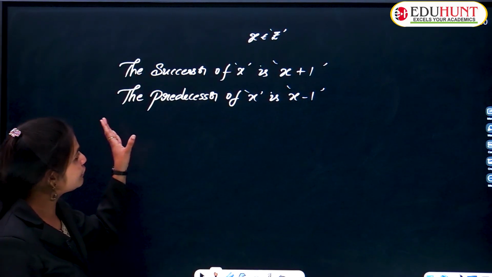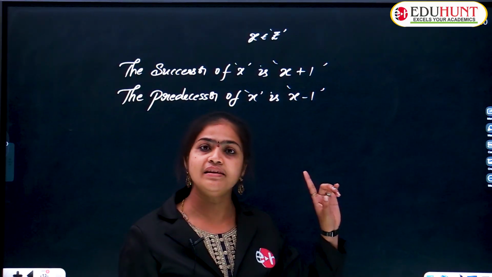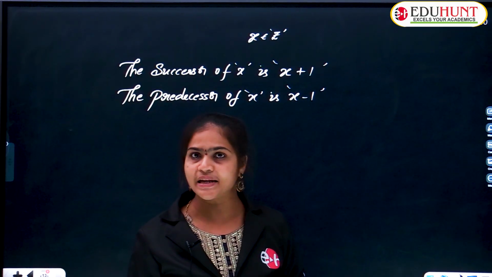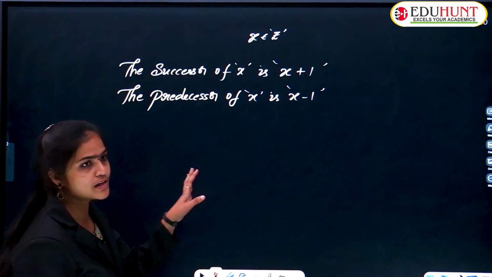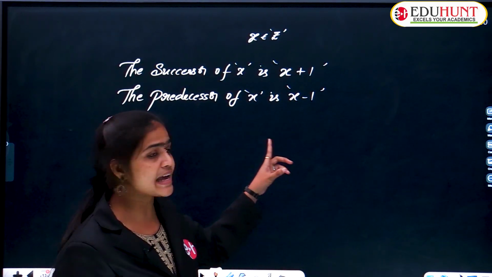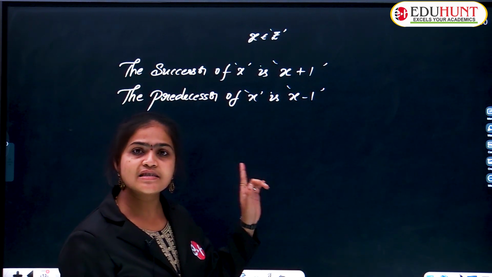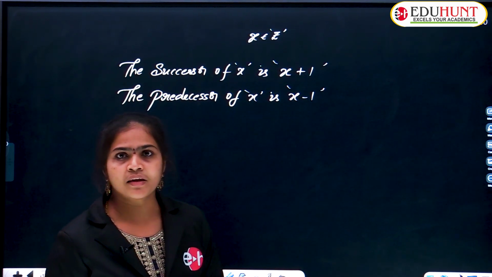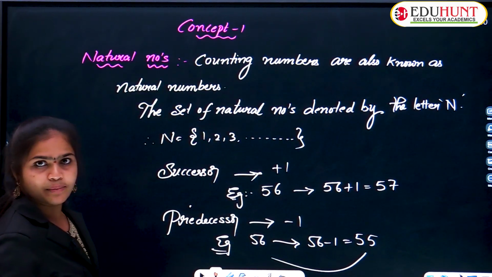The successor of n is n plus 1. The successor of x is x plus 1. The successor of a is a plus 1. Like that, any value we can take. In the same way, the predecessor of x is x minus 1, the predecessor of n is n minus 1, the predecessor of a is a minus 1. Understood? So this is about natural numbers.